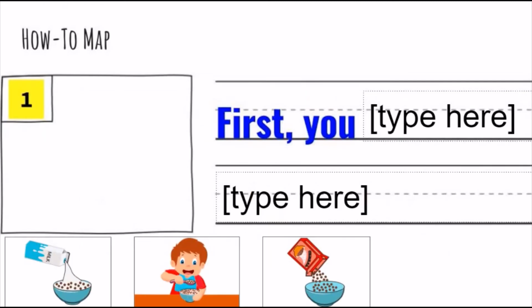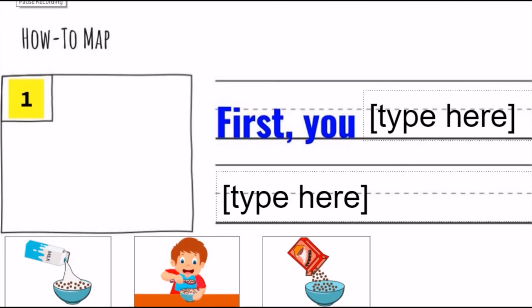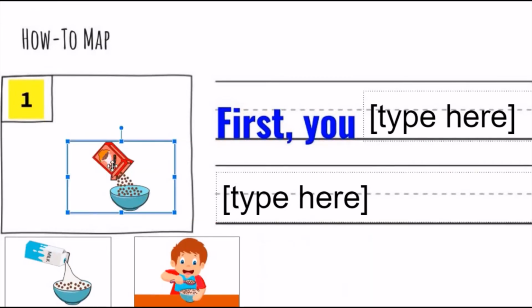The next part is the how to map. So there will be 3 parts: first, next, last. Again, options for students to type here, or you can have students drag and drop the images related to the step. You can decide how you want the students to interact with this portion of the activity, but I do suggest making it so that they are engaging with the Google Slides. And they can do this by either typing or dragging images.